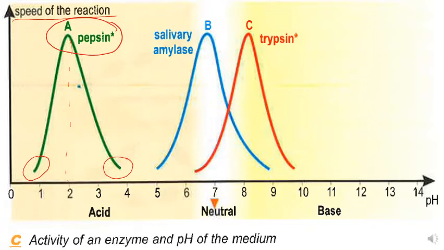While salivary amylase, as you know, works in about a neutral medium. So when the pH was 5, the activity was approximately null. When it increases to about 6.6 or 6.7, approximately neutral, it increases to the maximum. So the speed of the reaction increases to the maximum at this value, 6.5 or 6.7. However, as the pH increases to about 9, the activity of the salivary amylase decreases back to the minimum.